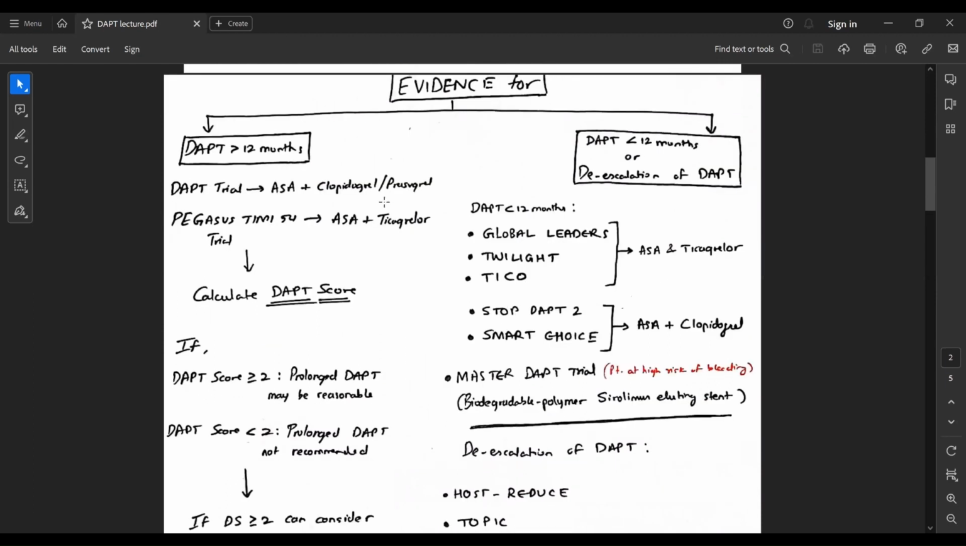Now, there are two conditions that I'm going to discuss here. That is prolonged DAPT, that is DAPT beyond 12 months, and shortened DAPT, that is DAPT less than 12 months, or de-escalation of DAPT, in which case we change DAPT from a high potency P2Y12 inhibitor to a low potency, like for example, ticagrelor to clopidogrel, or prasugrel to clopidogrel.